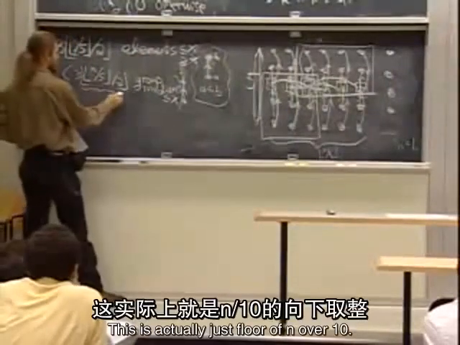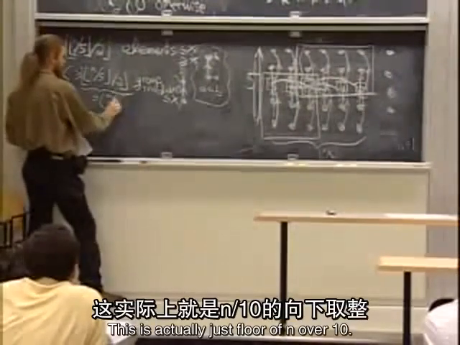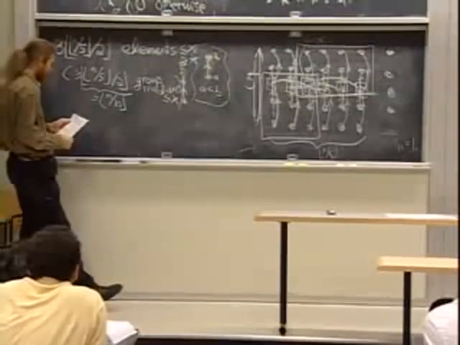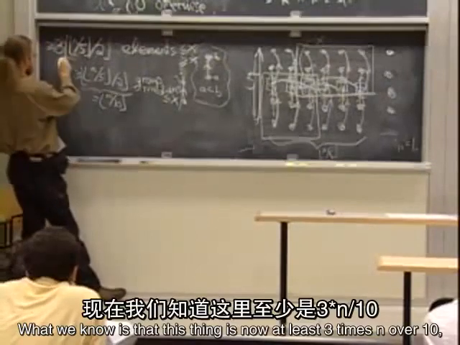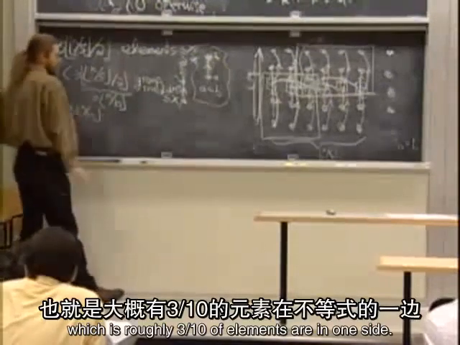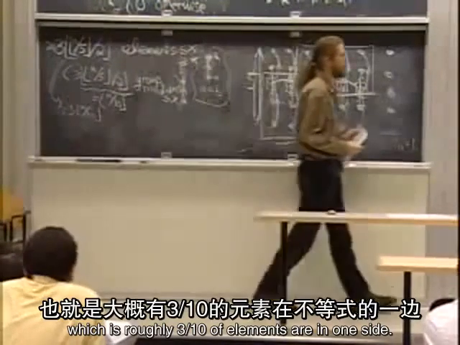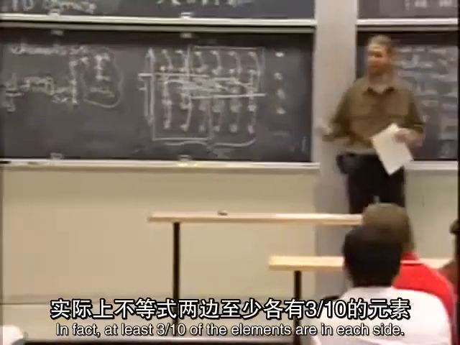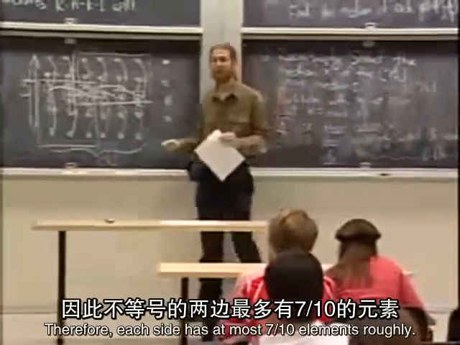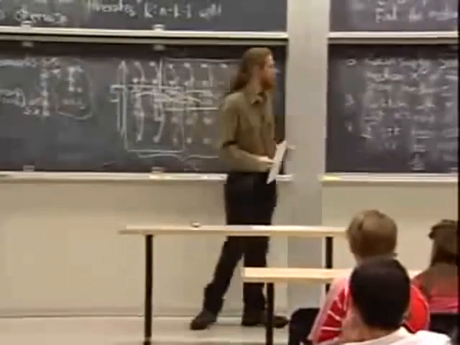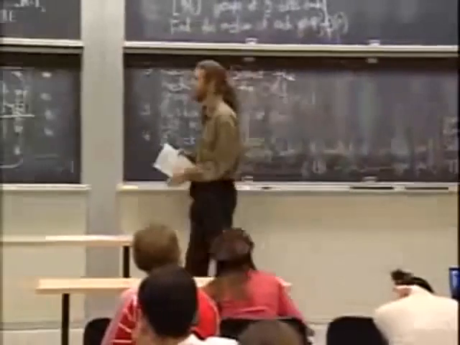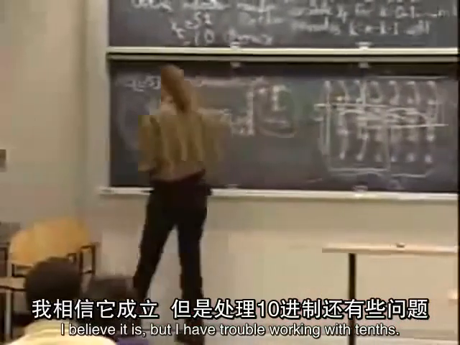Okay, this is actually just floor of n over 10. So I was being unnecessarily complicated there, but that's where it came from. So what we know is that this thing is now at least 3 times n over 10, which is roughly 3/10 of elements in one side. In fact, at least 3/10 of the elements are in each side. Therefore, each side has at most 7/10 of the elements, roughly. So the number here will be 7/10. And if I'm lucky, 7/10 plus 1/5 is strictly less than 1. Indeed it is. But I have trouble working with tenths.